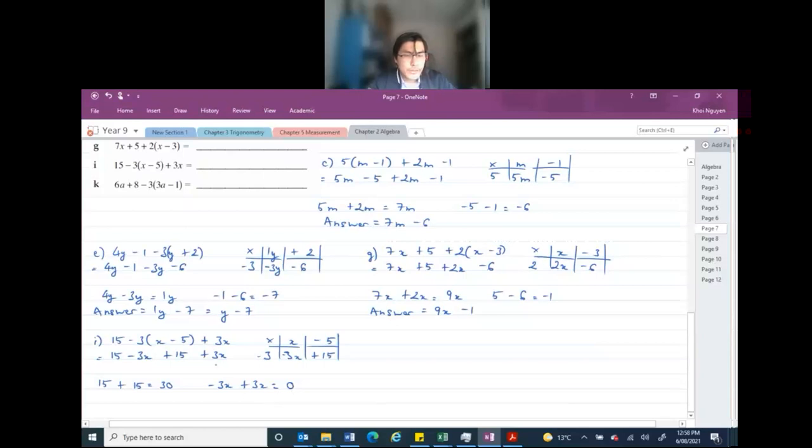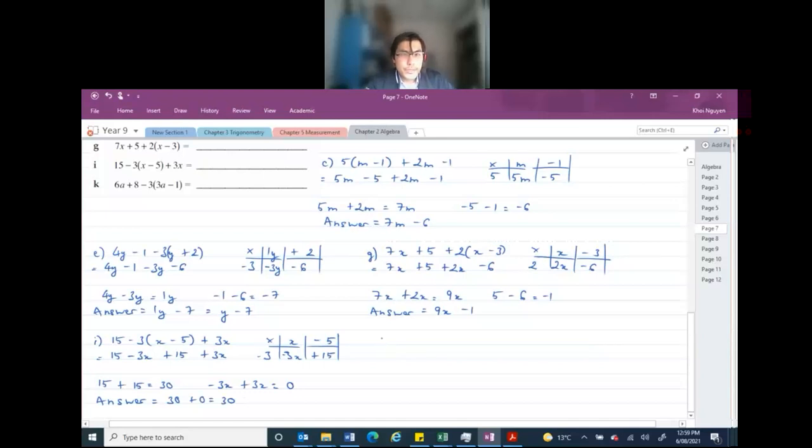So, just think of it like you've lost $3. Or you can think of it like you owe someone $3 and then you pay them back $3. How much do you owe them? Well, 0. You've repaid everything. So our answer is 30 plus 0, which is just 30.